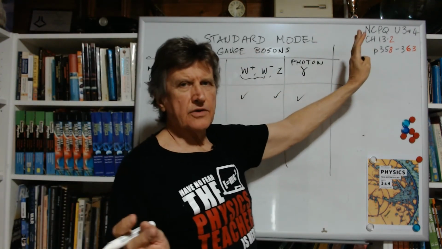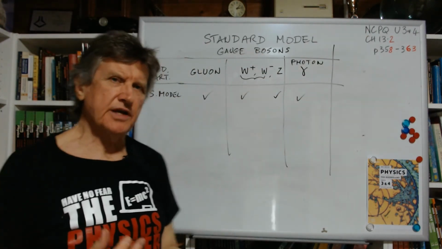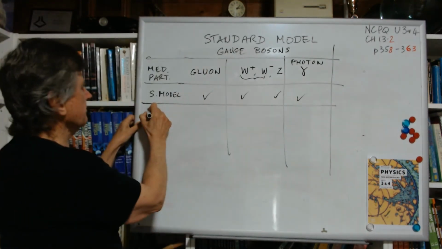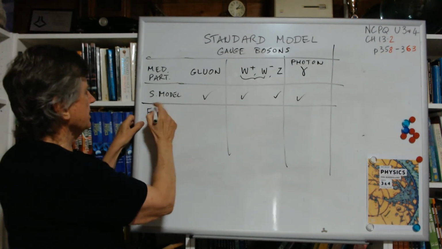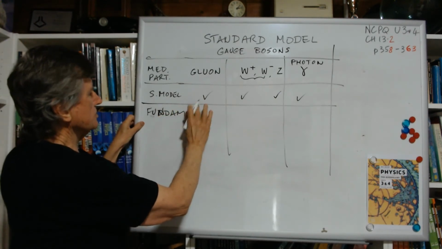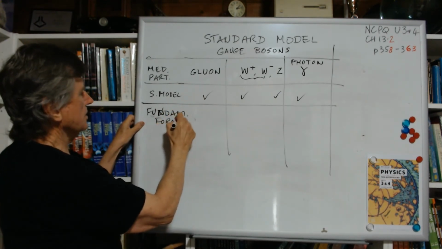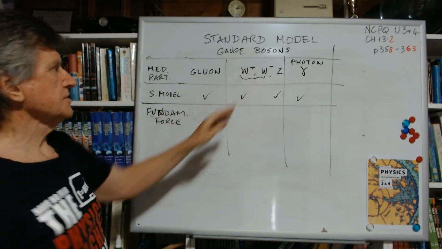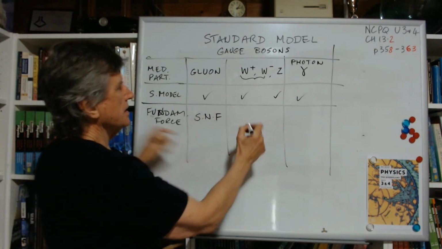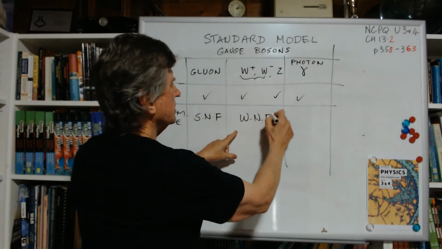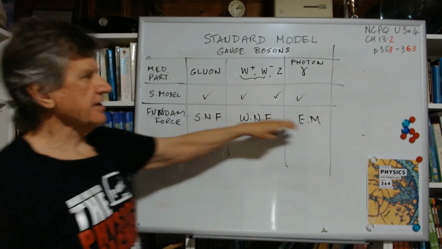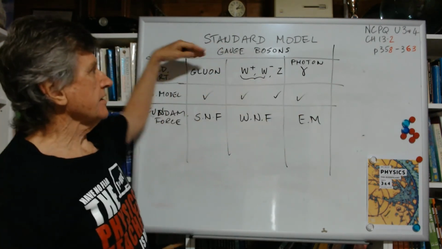So standard model, I'll put here the fundamental force, right, which fundamental force uses these. Now, this is the strong nuclear force, this is the weak nuclear force, and this is the electromagnetic. So they're the three fundamental forces, and they're the gauge bosons related to that, and they all come in with the standard model.